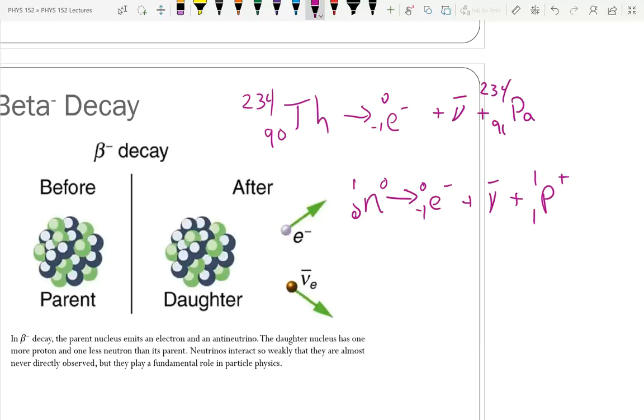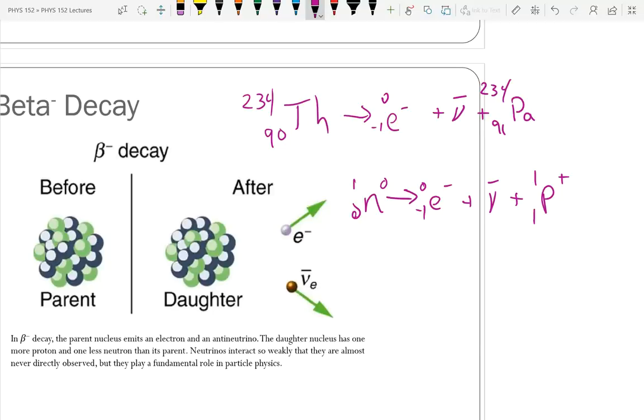Does somebody know what PA stands for? Nope. You do? What is it? That's palladium? No, it's... Yeah. Protactinium. There we go. It's not one that we talk about much. It's naturally occurring because, well, it occurs in this decay sequence. So that's how beta decay works.